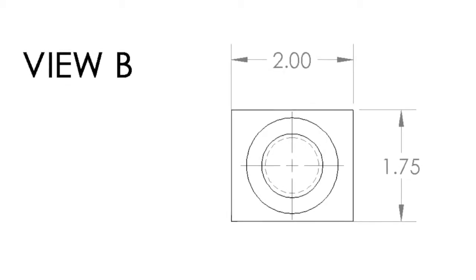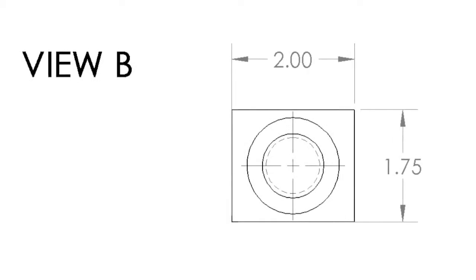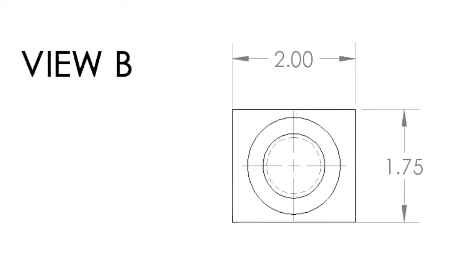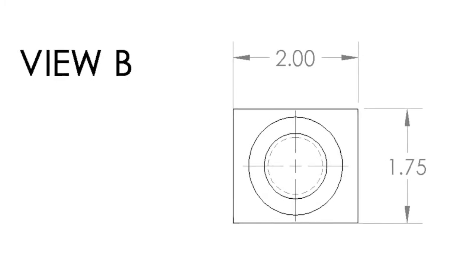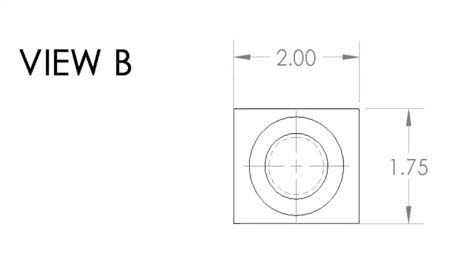For example, the bottom part of the pin has a square shape. Also, each of the diameters share the same center point, which means the diameters and the hole are concentric, or share the same axis.